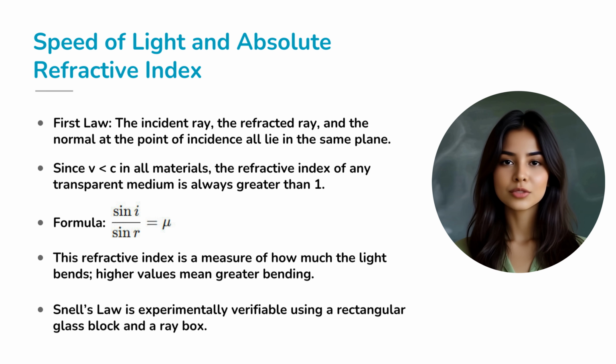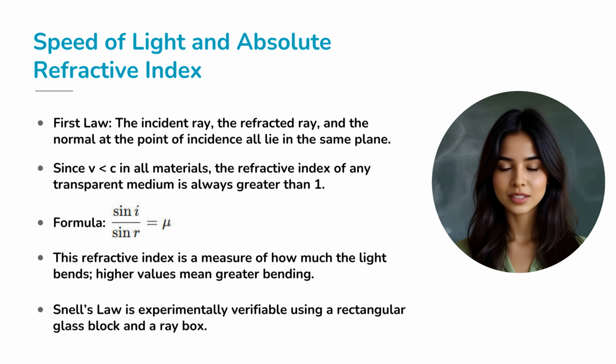Like most things in physics, refraction follows precise rules known as Snell's laws of refraction. The first law says the incident ray, the refracted ray, and the normal at the point of incidence all lie in the same plane. The second law, famously called Snell's law, says the ratio of the sine of the angle of incidence to the sine of the angle of refraction is constant for the same pair of media. In equation form, that's sine i divided by sine r equals mu, where mu is the refractive index.